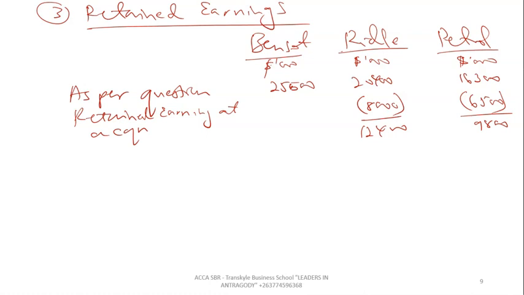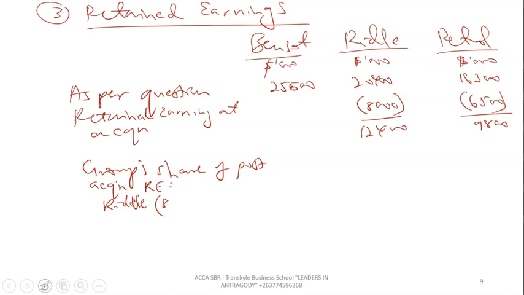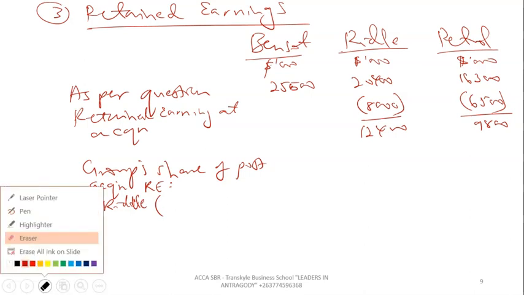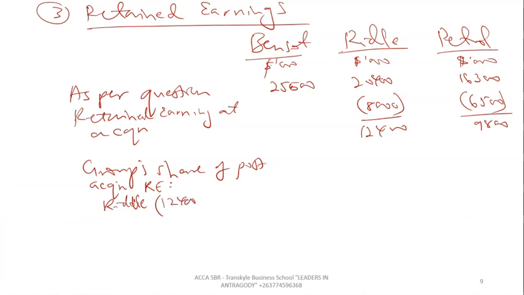So you then have to consider the group's share of post-acquisition retained earnings, and this one you would be splitting according to the share, our controlling interest. For example, in Redu we had 12.4 million as the retained earnings, but we control only 75% of the company, so we are entitled to 9.3 million.